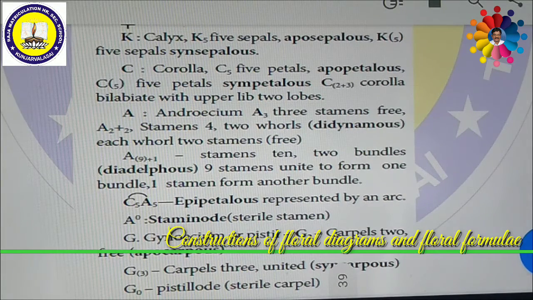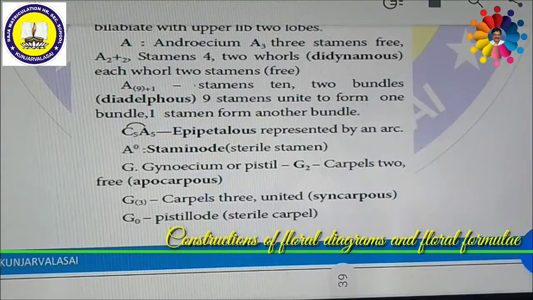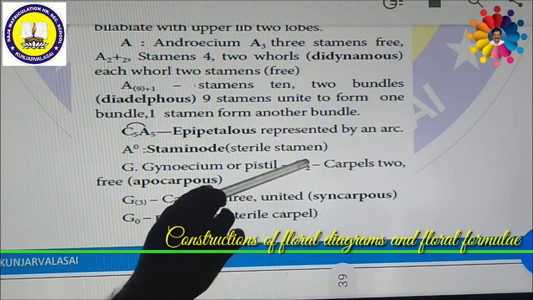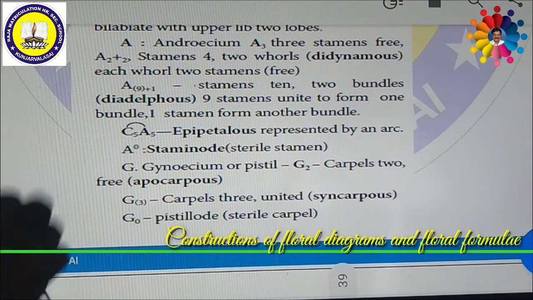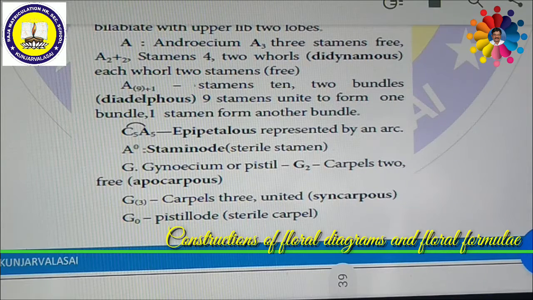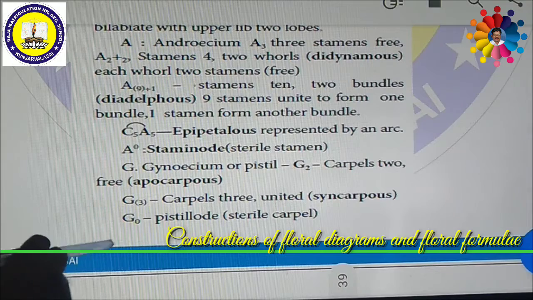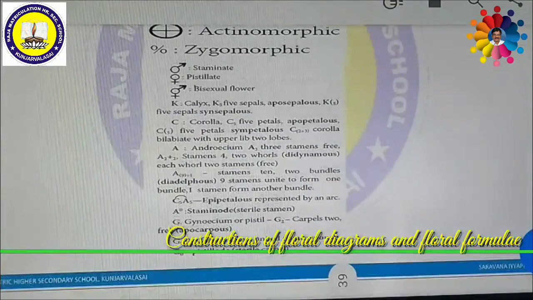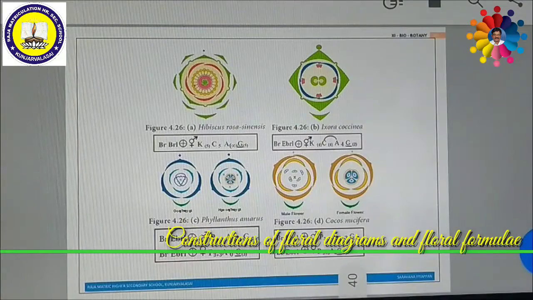Then we can come to the gynoecium, the female reproductive structure. The gynoecium or pistil is represented by capital G. The number of carpels, suppose if it is 2, represented by 2, if it is free. If they are syncarpous, fused together, they might be in a bracket. There is no gynoecium if it is a male flower, it is pistillode, G0. So in such a way, every flower will be represented in a floral formula.